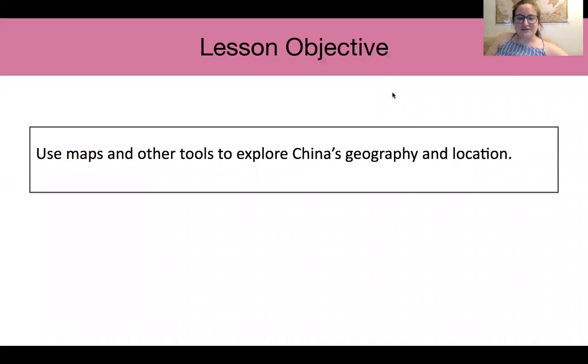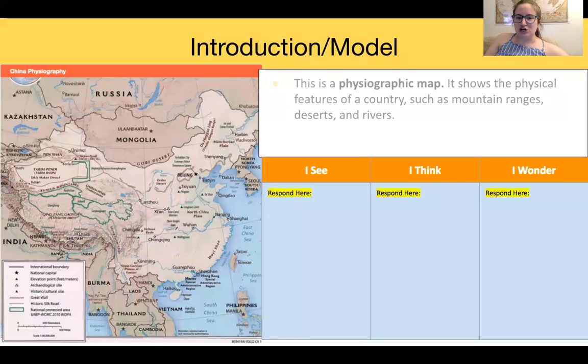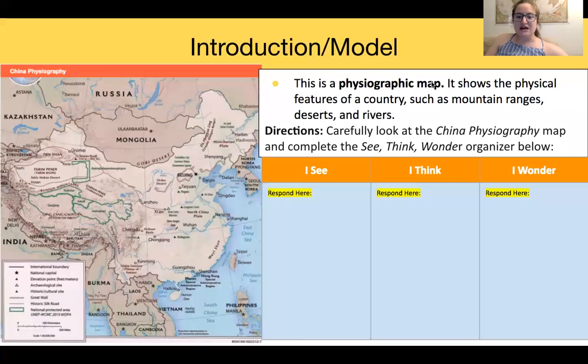So the objective of our lesson today is to use maps and other tools to explore China's geography and its location. Let's start by looking at a physiographic map. A physiographic map shows the physical features of a country, such as mountain ranges, deserts, and rivers. Let's look carefully at the China physiography map, and we're going to complete the See, Think, Wonder graphic organizer together.